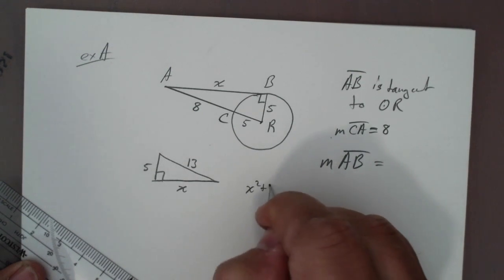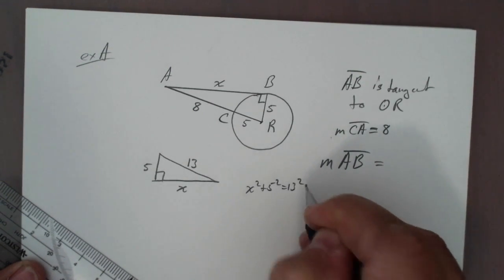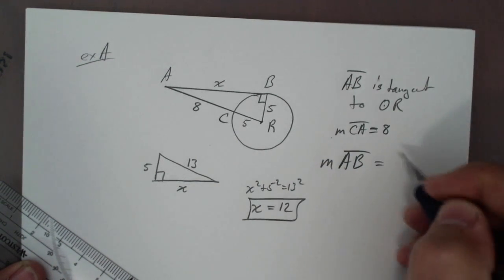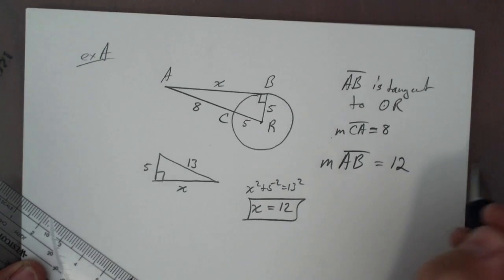So X squared plus 5 squared equals 13 squared. X ends up being 12. The measurement of AB is 12.